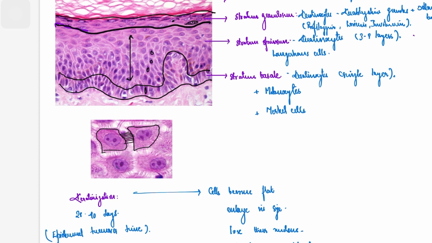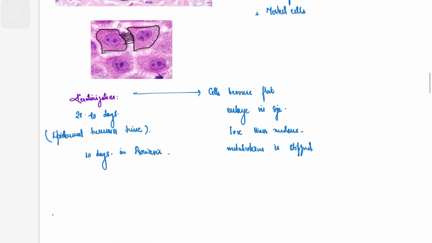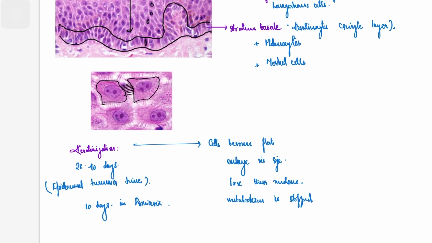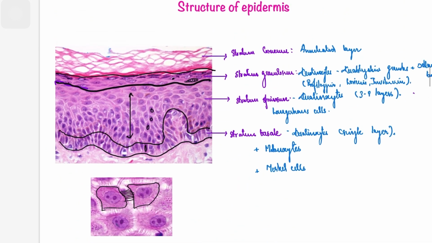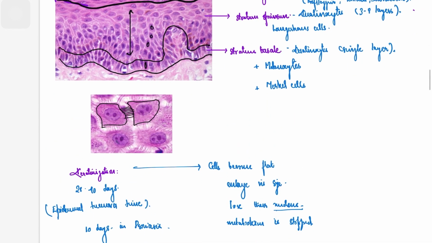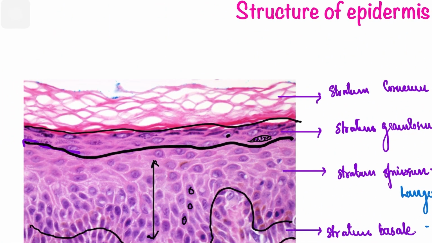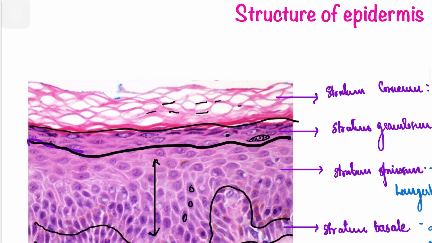And this stratum corneum is a defense barrier. Okay, and it prevents the loss of water, and prevents the entry of microorganisms, and it protects against chemical and physical injuries. Okay. And finally, the keratinocytes become flat, they become anucleated, that is, they lose their nucleus. Okay, then the metabolism is stopped. You can see from this picture there is complete loss of nucleus. The cells have become flat, they have enlarged in size. Okay, and the metabolism is stopped.